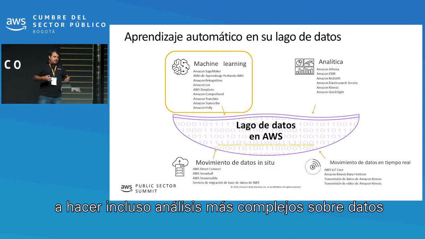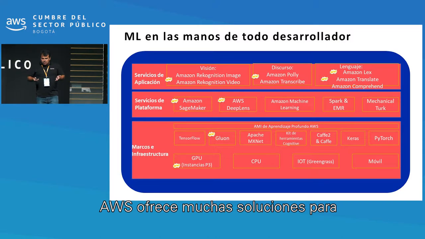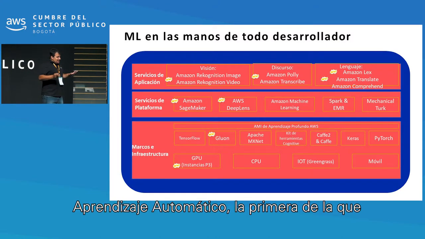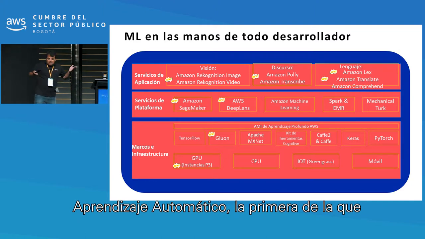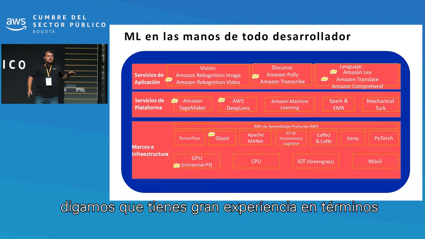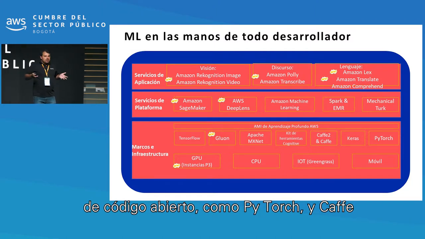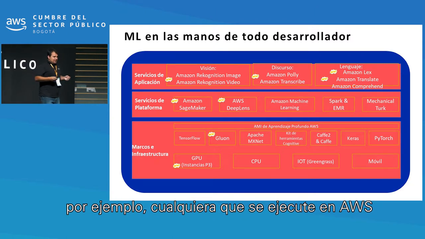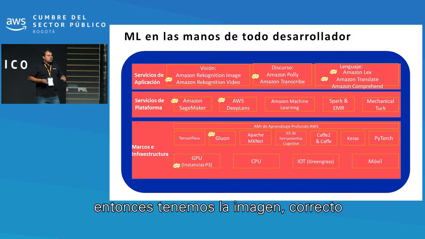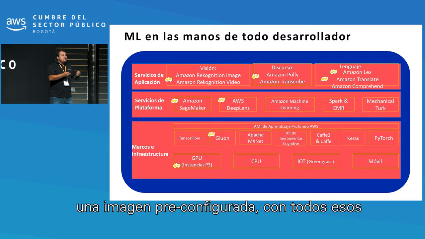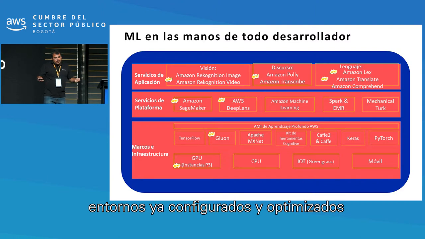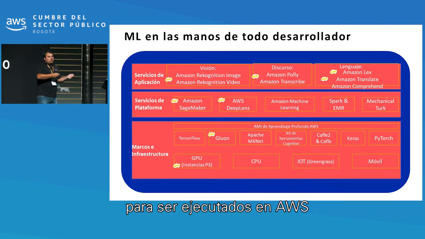And then you can start doing even more complex analytics on top of our data. So AWS offers many different solutions for machine learning. So first one we can talk is on the infrastructure level. So let's say you are really experienced in TensorFlow or Apache MXNet or any other open source framework like PyTorch and Caffe, for instance, and you want to run it on AWS. So we have an image, right? A pre-configured image with all those frameworks already configured and optimized to run on top of AWS.